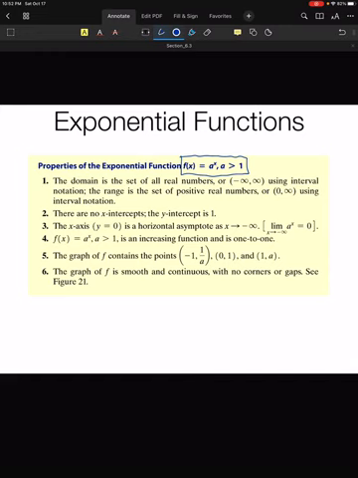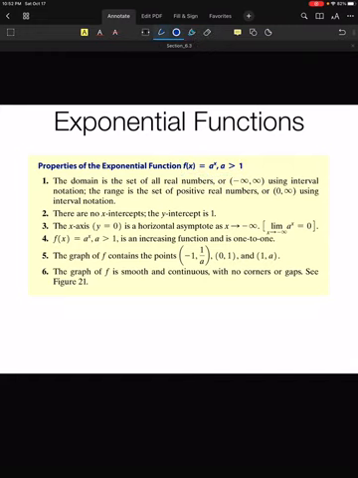The facts apply to an exponential function where the base of the exponent, or the growth factor, is greater than 1. Something like 2 raised to the x power fits this, but something like 1/2 raised to the x power, which is possible and still is an exponential function, wouldn't fit this statement up here. So these facts don't apply to something like that.